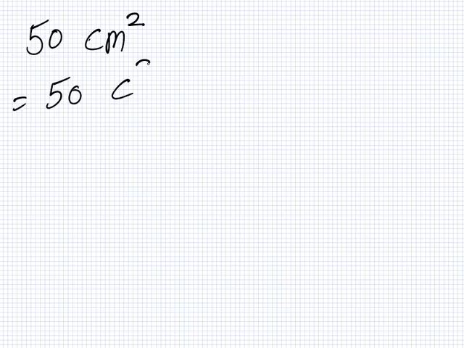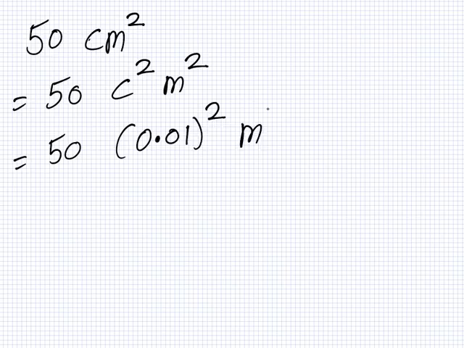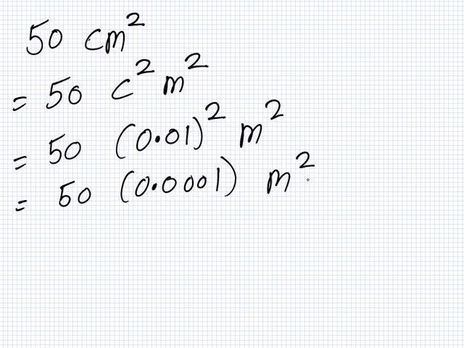So we have 50 centimeters squared. That equals 50 centi squared meter squared. That equals 50 times 0.01 squared meter squared. Okay so far? That's equal to 50 times 0.0001 meter squared, because that's what happens when you square it.